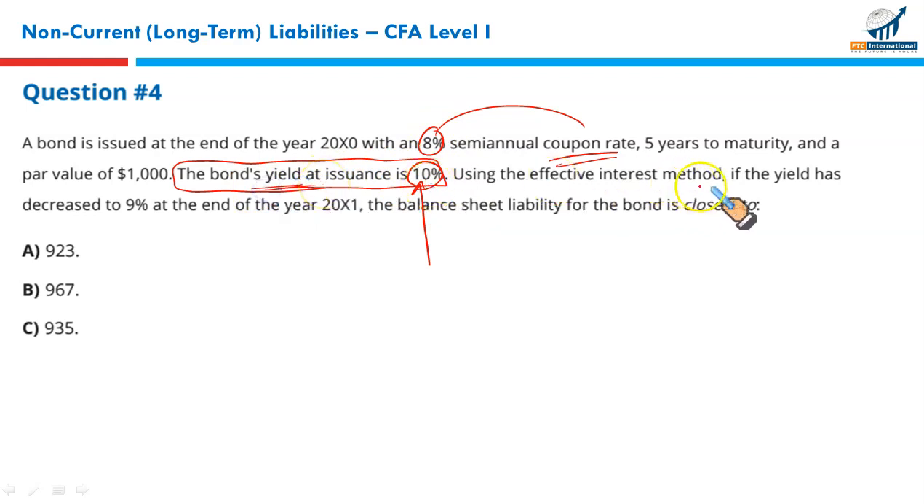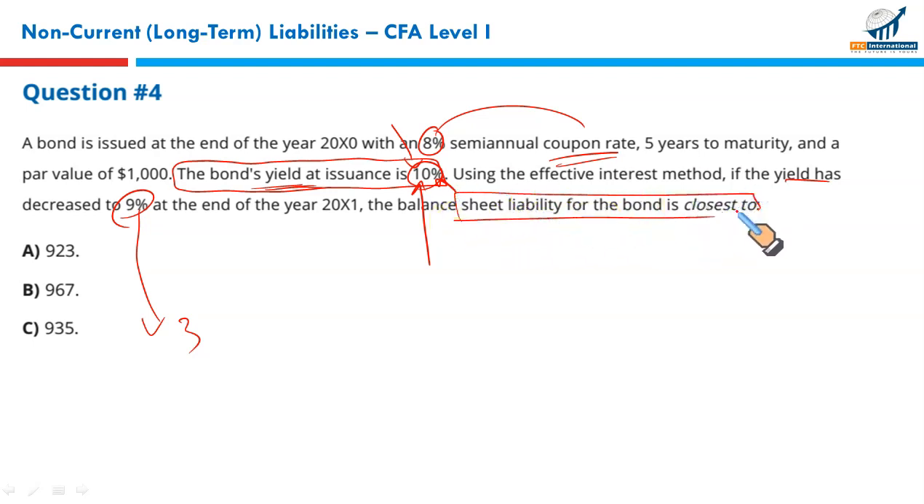Even though he has given us that the yield has fallen to 9%, even if it might fall to 3%, I don't care. For discounting, the yield rate that was prevalent at the issue date is used, not the rate when the balance sheet date is being observed. So we have to consider the rate used at inception, when the bonds were issued. Now we have to calculate the value of the bond to be reported on the balance sheet.